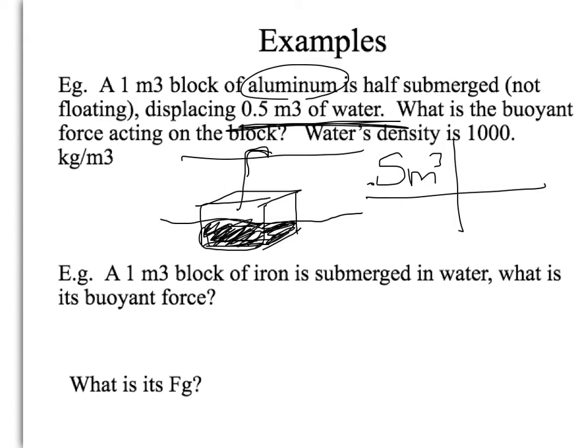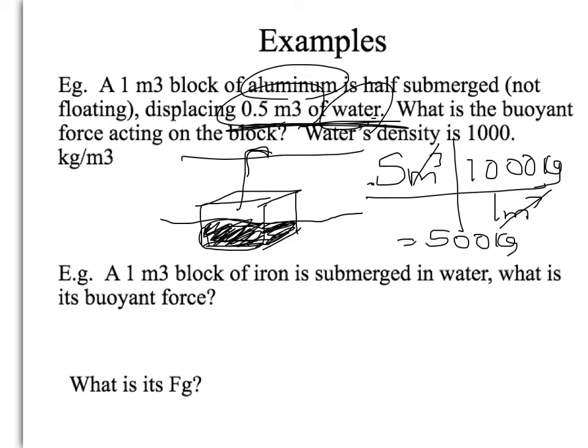Now, that's not what Archimedes said, though. He did talk about the fluid, the water, but he didn't talk about the volume of water displaced. He talked about the weight of the water displaced. So to get from cubic meters to kilograms, I'm going to have to multiply by the density of fresh water. So I get 500 kilograms.